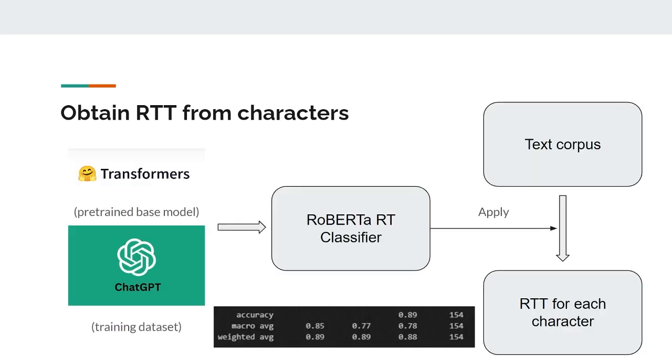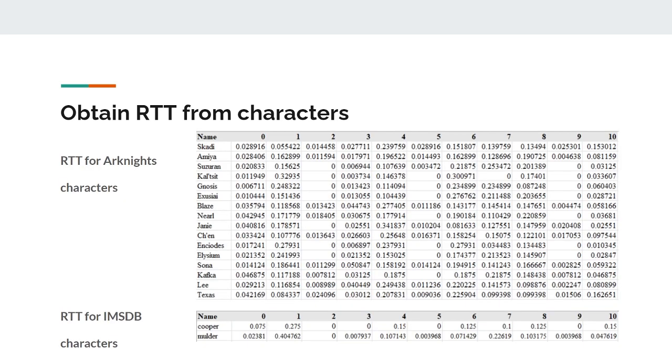Next, we talk about how we obtain RTT from characters. We trained an auto-classifier to help us label the utterances from the text corpus. The RT classifier is trained with a dataset we constructed with sentence generation by ChatGPT and manual touch-up. We used the Roberta pre-trained model from Hugging Face Transformers to train the classifier, and it performed decently on our test subset. Here are the RTTs obtained for the 18 characters.